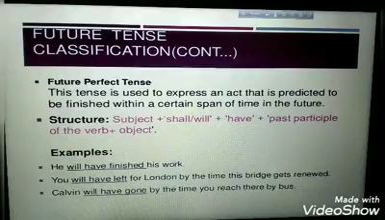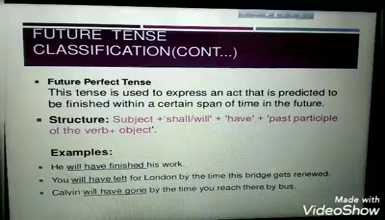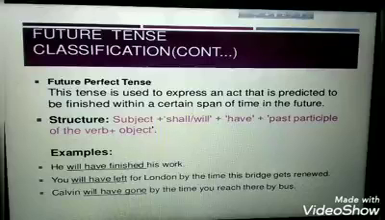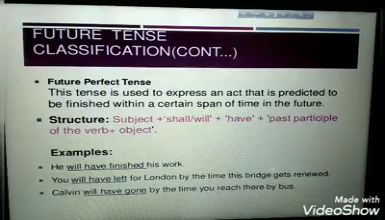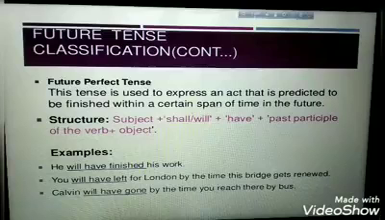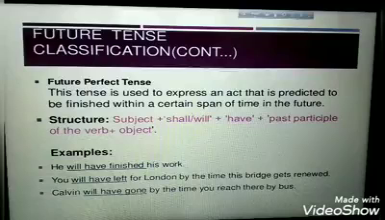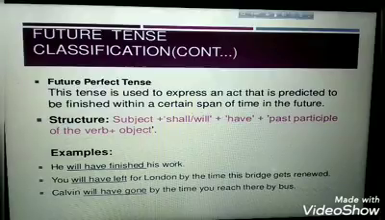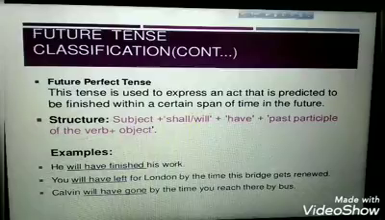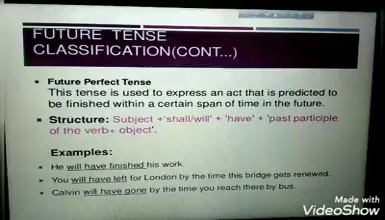And the next one is future perfect tense. This tense is used to express an action that is predicted to be finished within a certain span of time in the future. And what's the structure? Subject plus shall or will plus have plus past participle form of the verb plus object.